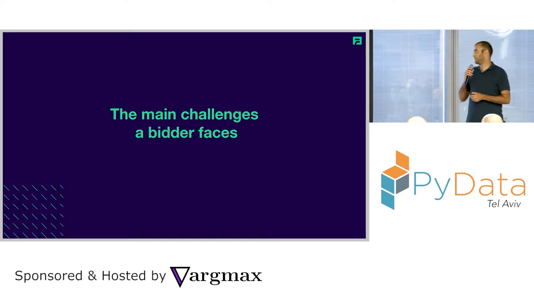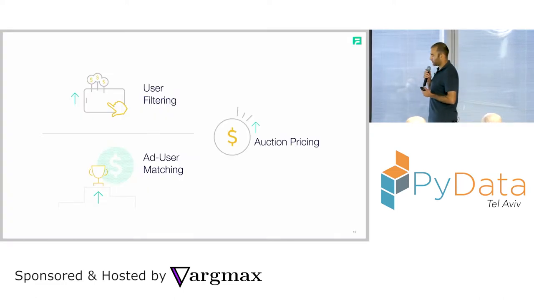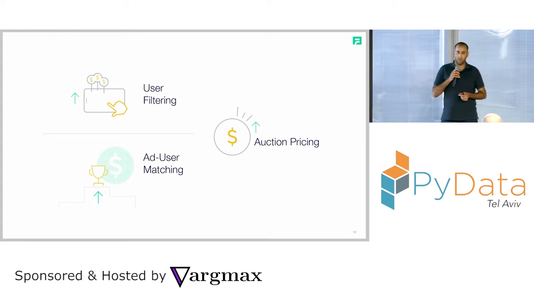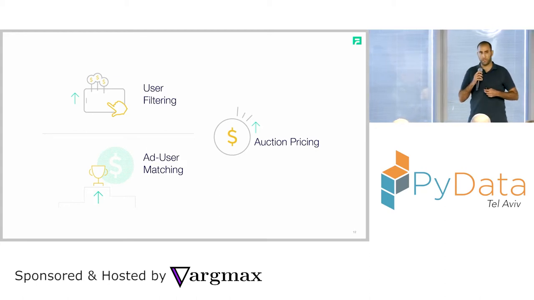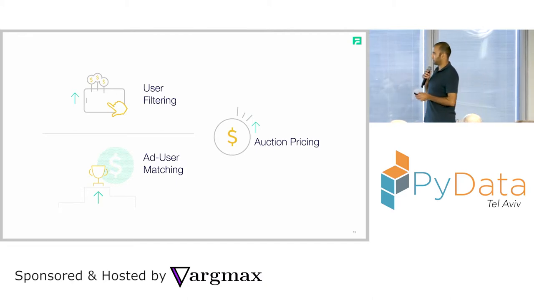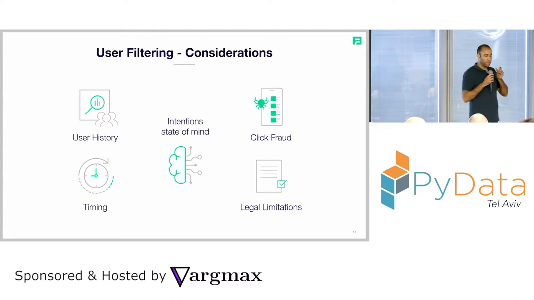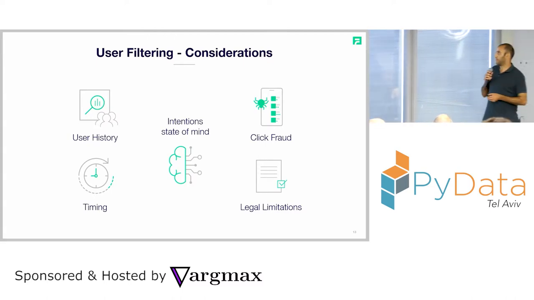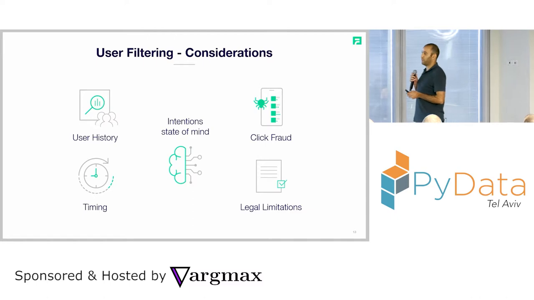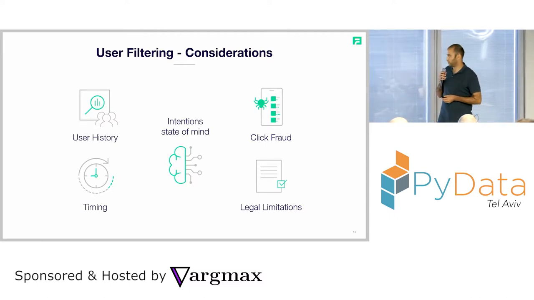Cool, now we'll describe some main challenges that a bidder and advertiser face, and we'll briefly go through each of them. We have user filtering, ad-user matching, and auction pricing, which is the main topic for today's session. Cool, so user filtering. Basically, user filtering answers the basic question of, as a bidder, do I want that user, yes or no, or that context, we can say.